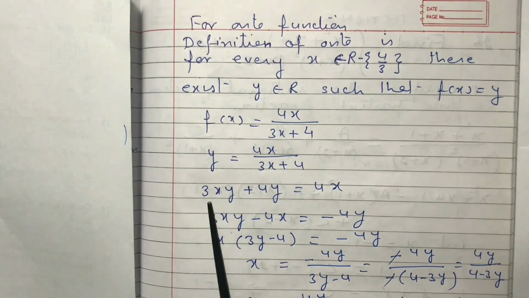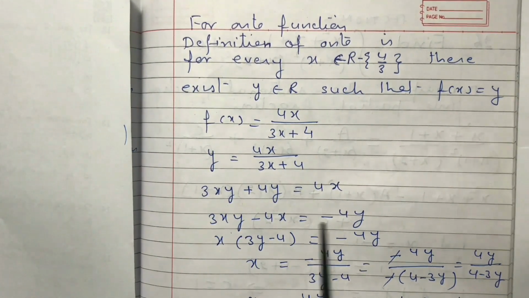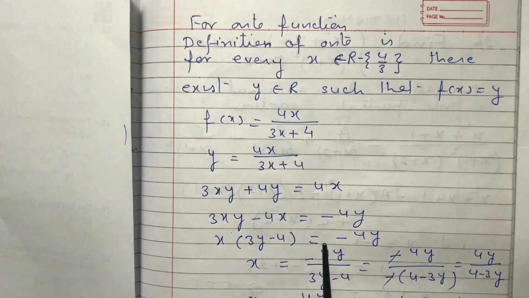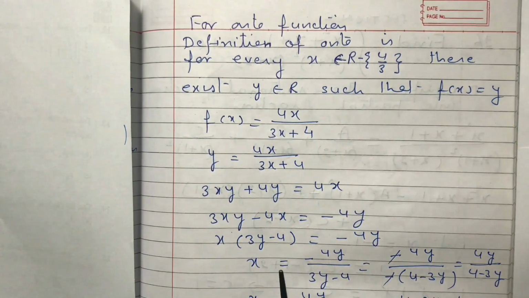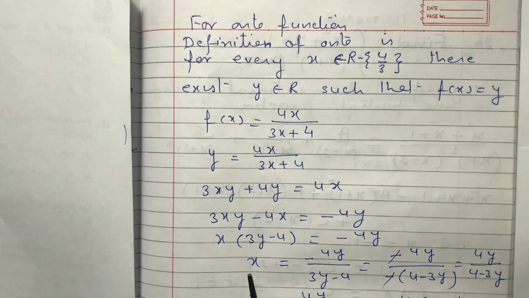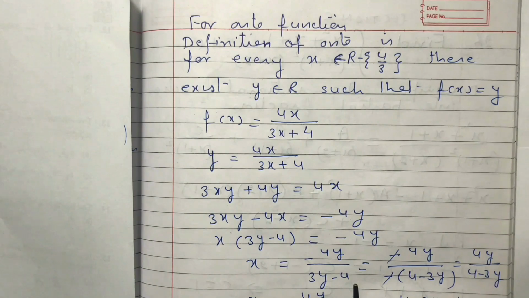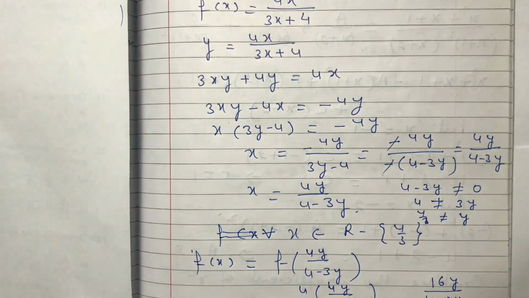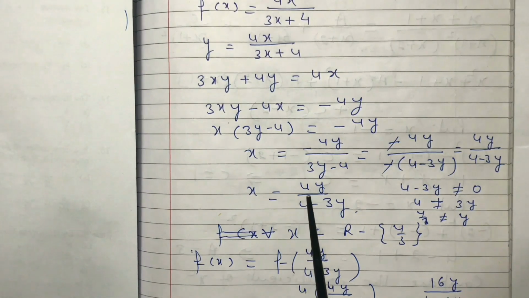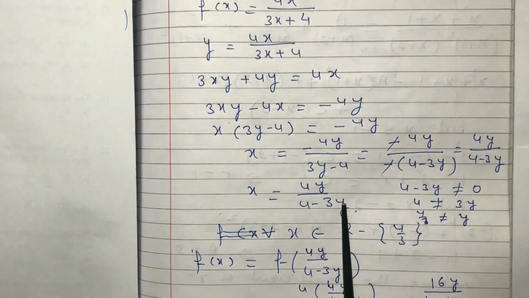Cross multiply it: 3xy plus 4y is equal to 4x. 3xy minus 4x is equal to minus 4y. It means, taking x common, x(3y minus 4) is equal to minus 4y. So x is equal to minus 4y upon 3y minus 4. Now x is equal to 4y upon 4 minus 3y.